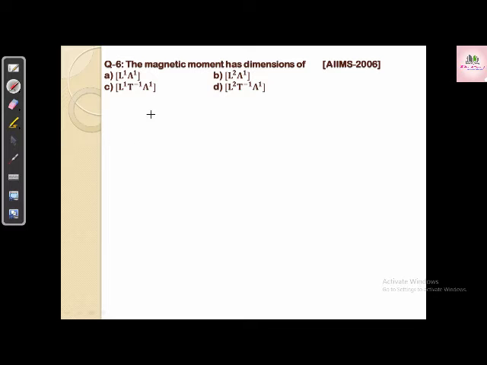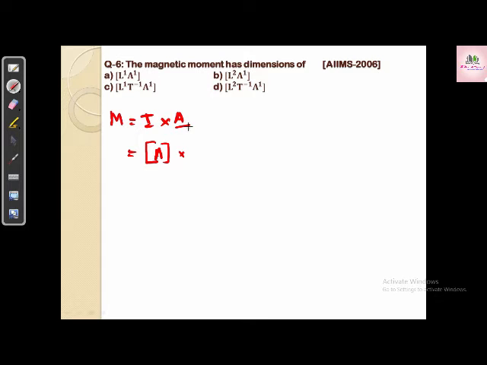We will solve the question. Magnetic moment M is equal to current into area. If you want the formula, you can check the second PUC or NCERT 12th class physics 4th chapter, moving charges and magnetism. If you see the options, they have taken the dimensions L, T, A. L is the dimension of the length, T is the dimension of the time, and A is the dimension of the current. So here we will directly take the dimension of current as A.